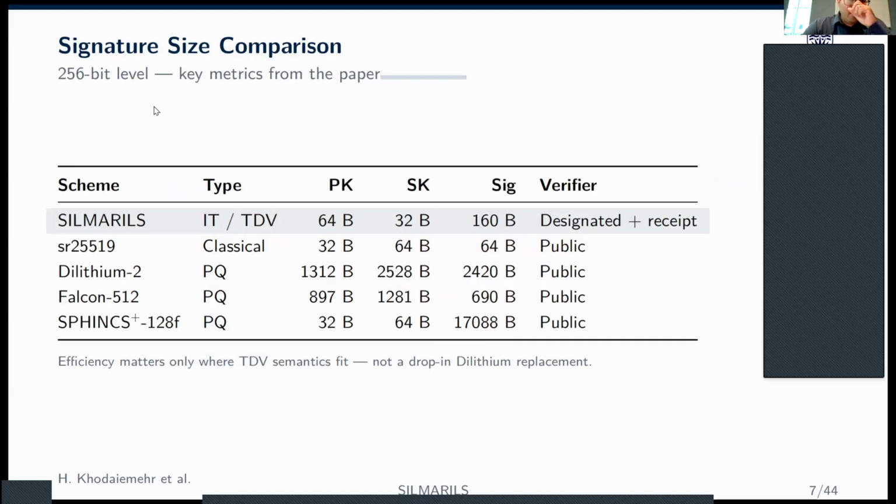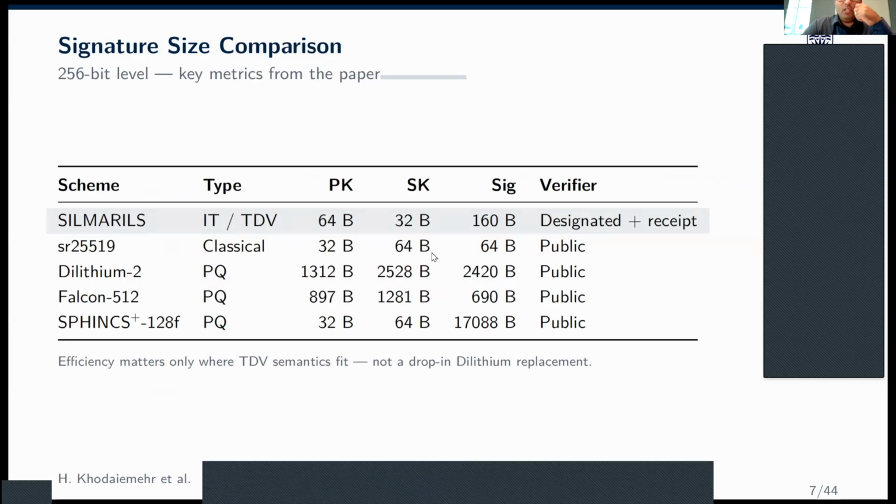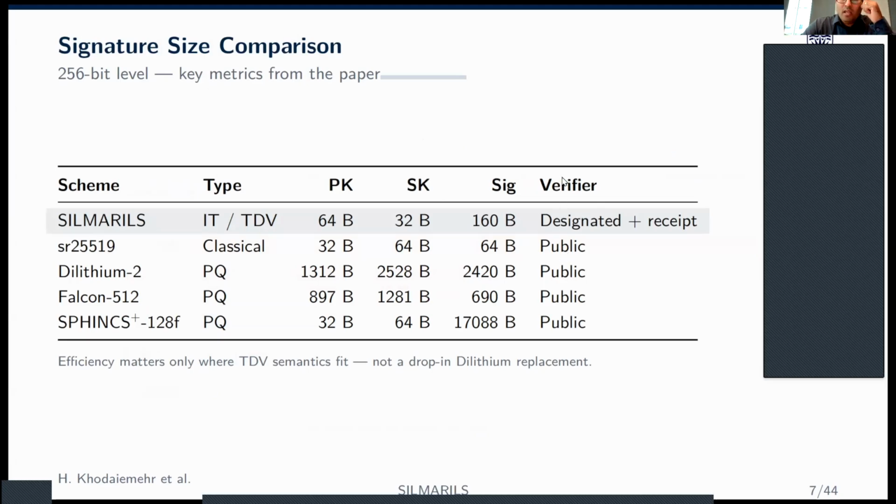So let's look at this signature size comparison. Here is the same story in one table, key signature side by side. The column I want you to focus on is verifier. SILMARILS is designated plus receipt, and Dilithium, Falcon, and SPHINCS+ are publicly verifiable, and also look at the size of the signature as well.